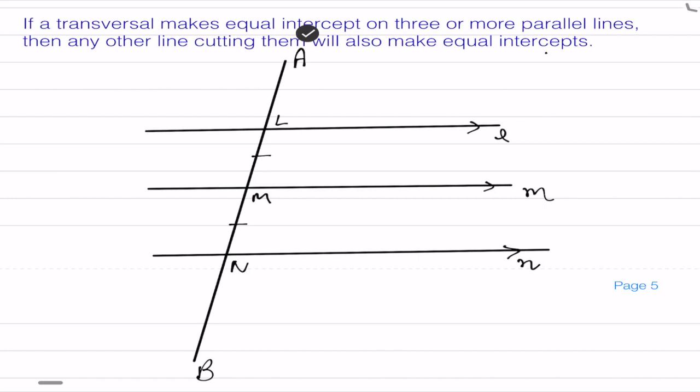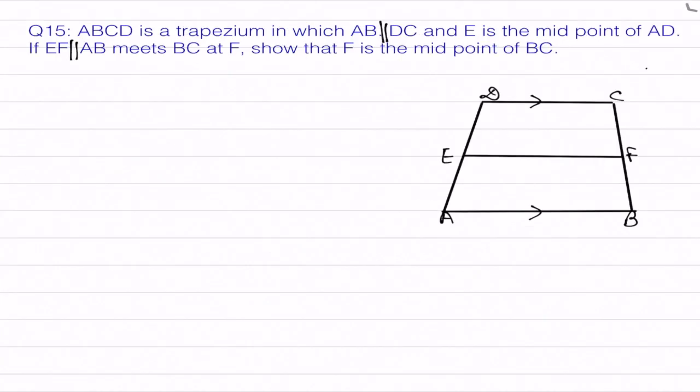If one transversal is making equal intercepts with these 3 parallel lines, then any other line cutting them will also make equal intercepts. So if we take another line, suppose PQ, this PQ will also make equal intercepts. So these intercepts will also be equal. This is the result of the intercept theorem. Based on this theorem, we will do the next questions. So see question number 15. ABCD is a trapezium in which AB is parallel to CD and E is the midpoint of AD.